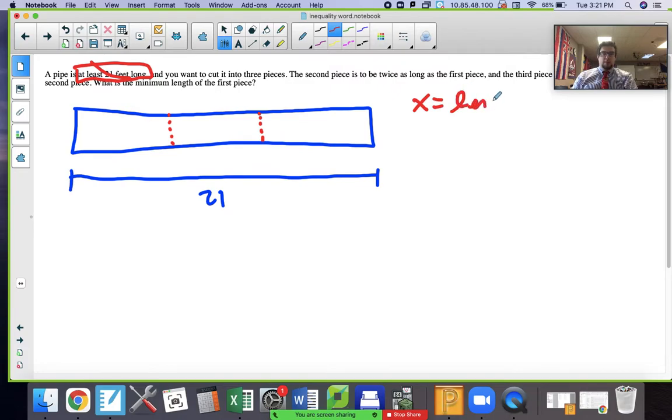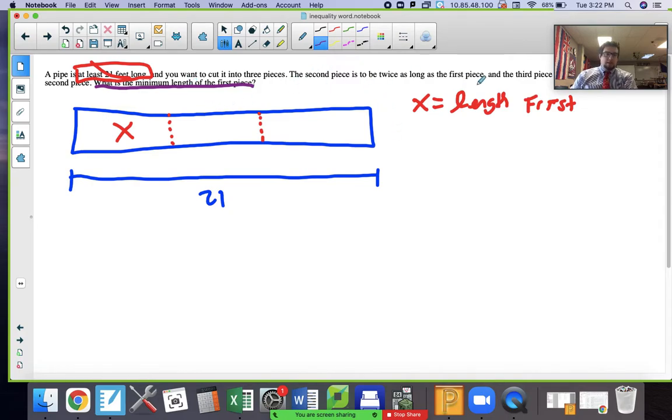We have no idea about the length of the first piece. So I'm going to put x. Nothing was stated about the first piece. Even when we look at, I need a minimum length of the first piece. Bam. Even proves it right there with our last sentence.